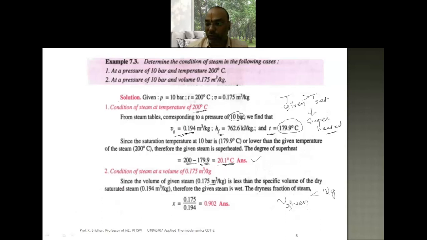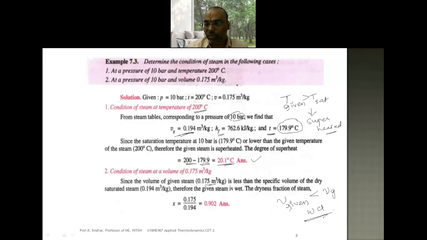that is, the dry saturated steam specific volume. So automatically we are able to say that this particular steam is a wet steam. If it is greater, it is superheated. If it is less than, it is a wet steam. If it is equal, it is a dry saturated steam. So these are the simple things we always have to remember.